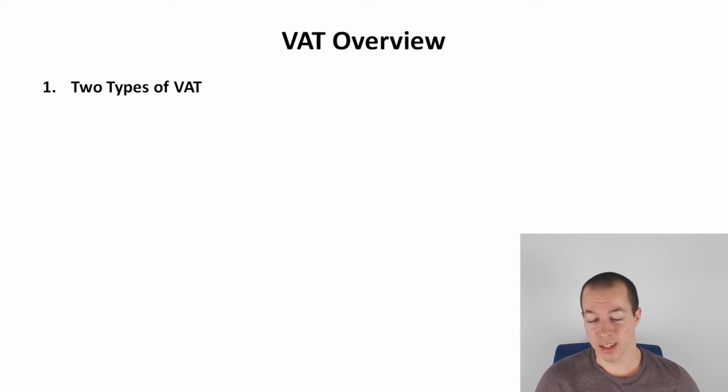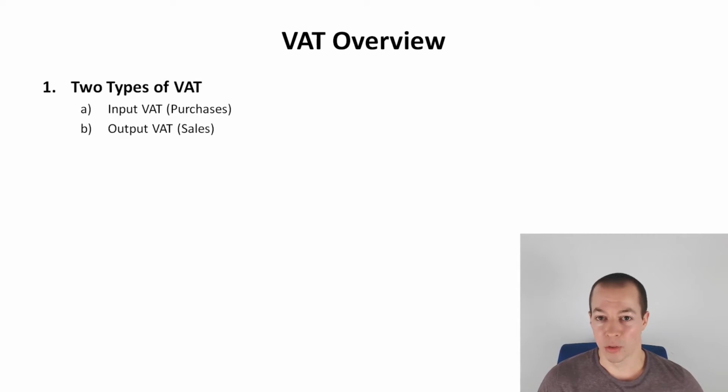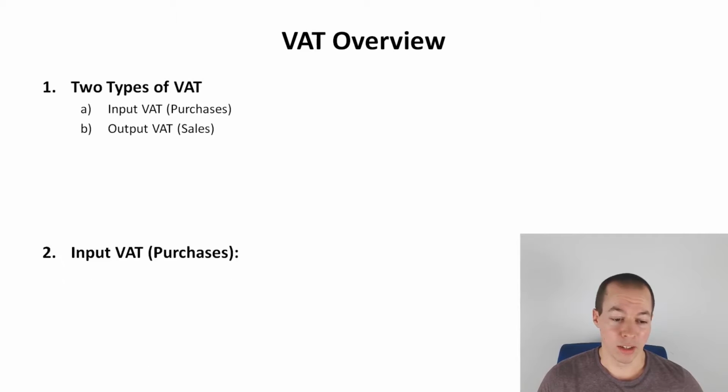There are two types of VAT. I'm going to try and keep this video as simple as possible, despite the fact it's quite technical in places. The easiest way to remember it is there's Input VAT, which applies to all of the stuff you buy, so your purchases, and then there's your Output VAT, which is the VAT that is charged on your product if you are VAT registered. If you're not VAT registered, Output VAT doesn't apply. So they're the two types of VAT.